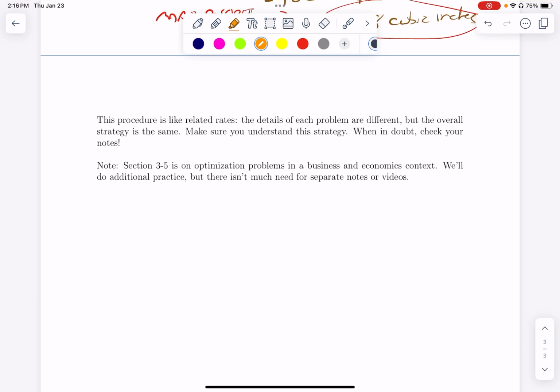And also, the section in the book, section 3.4, has other examples. Section 3.5 has even more examples related to economics and business. I think you're better off just doing the practice in class. So I'm not going to put more examples in this video. I'm not even going to make a video for 3.5, but we'll just do a lot of practice in the very near future. Okay, this video is already a little too long. I will end.